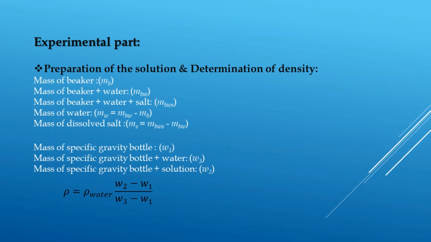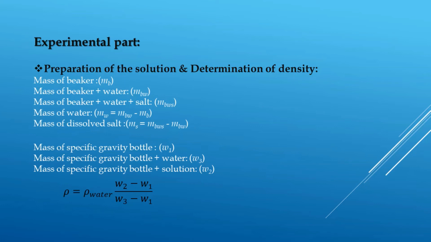Now move to the determination of the density. There is a specific gravity bottle in the lab. The mass of the specific gravity bottle is termed W1. Then we put water in this bottle, and the total mass would be W3. And we'll then put the solution in the specific gravity bottle, and the total mass of the bottle and the solution is termed W2.